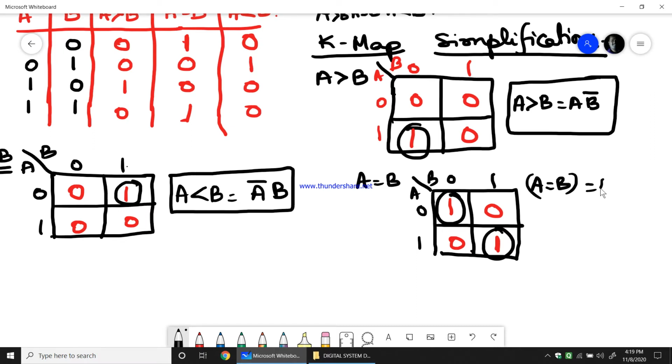A bar B bar plus this one will give me AB. So we know that A bar B bar plus AB is the XNOR gate that we get. So A equals B would be equal to A XNOR B.